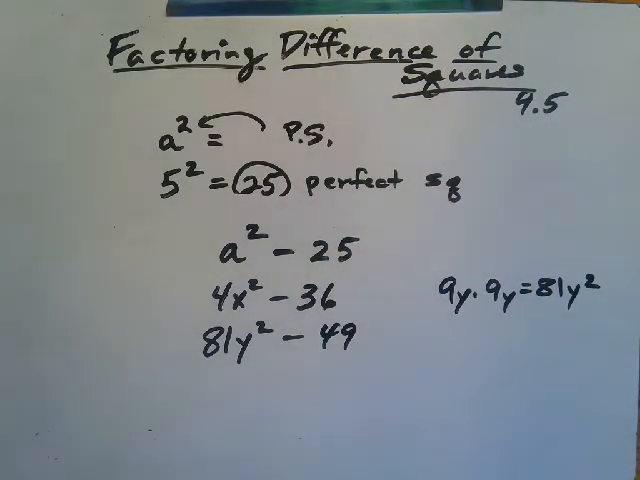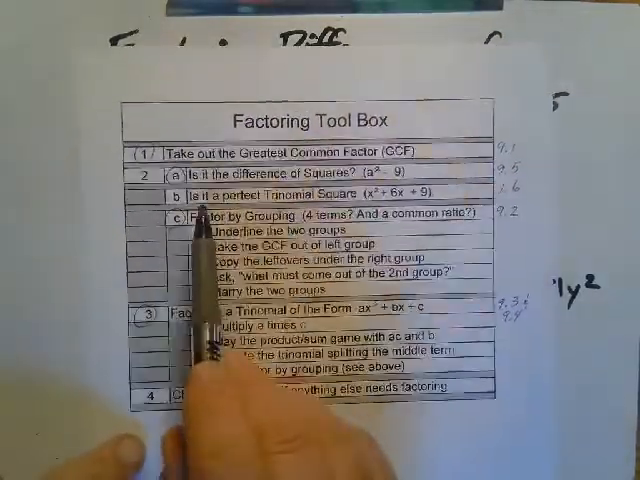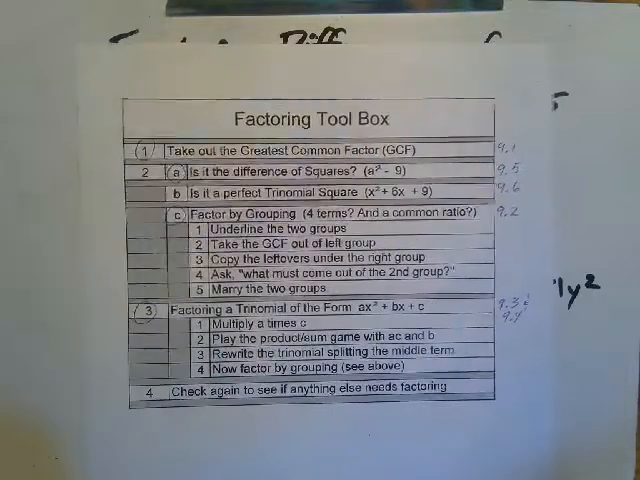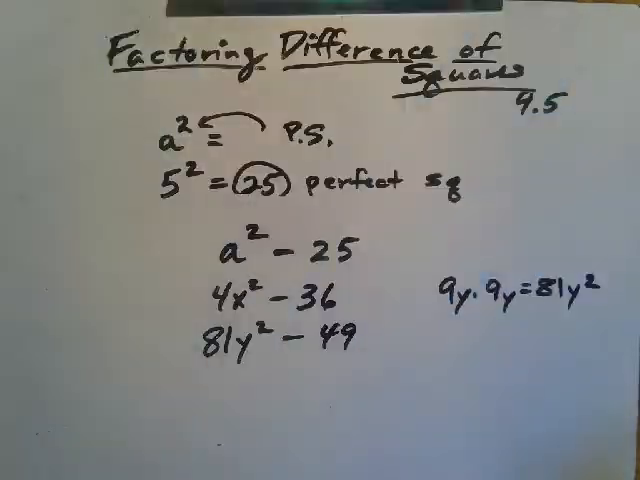Now, this is a special case, and if you remember from my factoring toolbox up here, these are the special cases: 2A, B, and C are special cases. This is a special case that's real easy to see visually when it comes by. So let's take a look at how to factor these.